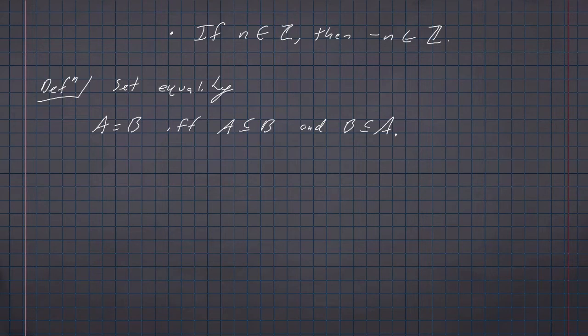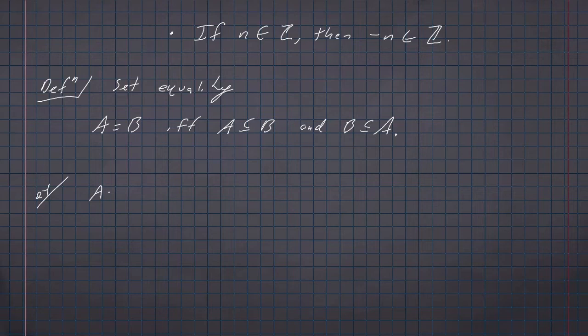Sets A and B are defined to be equal to each other if and only if both A is a subset of B and B is a subset of A. If both of those subset inclusions are true, then you have set equality. And this is useful to us because it is far easier to show subset inclusion than it is to show directly set equality. To show what I mean, let's take a look at a couple of examples.